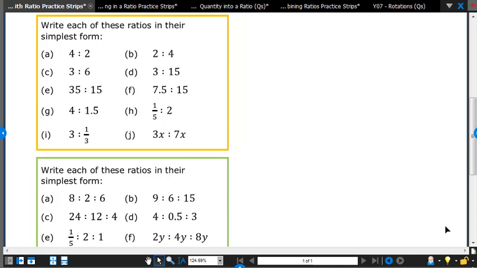Hello, I'm going to make this video to try to give you some help with ratios and a little bit on transformations.